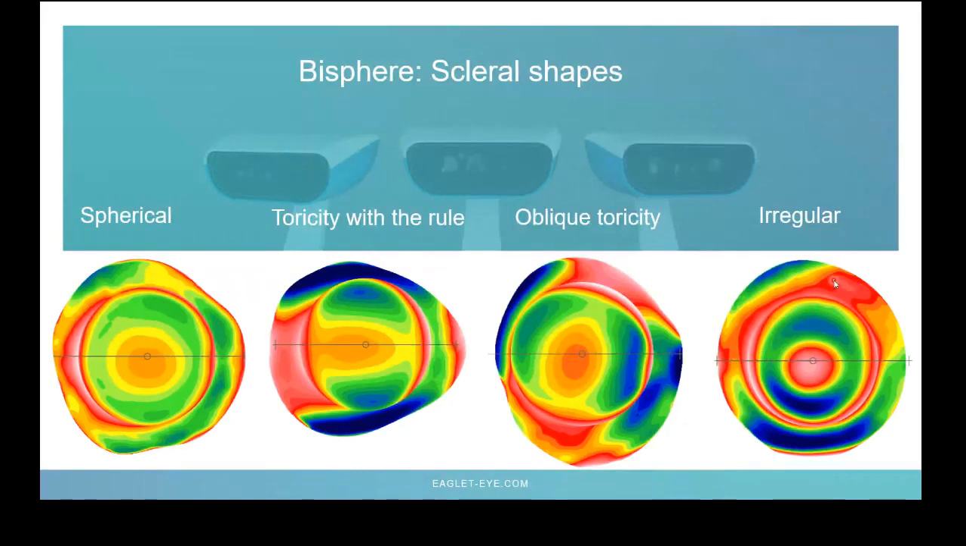The last condition you will see pretty often is irregular. So in this example, you cannot see anything which is looking symmetrical. So you see this red area here, so elevated. On the left side, something elevated, inferior, something lower, and on the top here as well. So you cannot say this looks toric with or against the rule, or spheric. So I call it irregular.